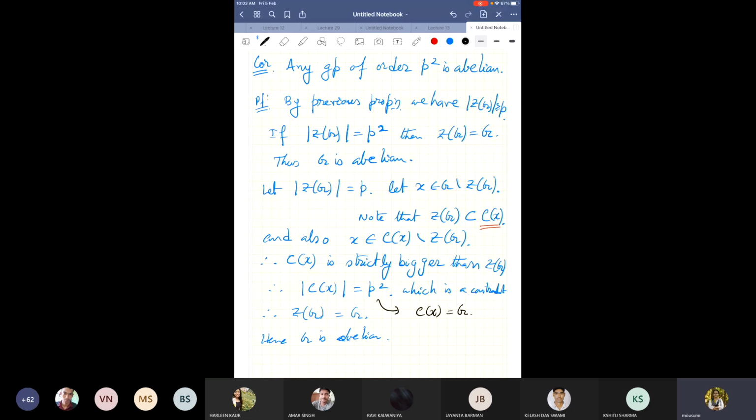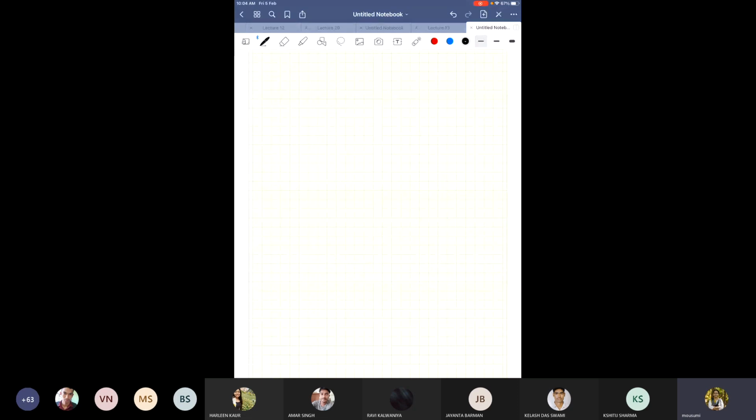What does this mean? That means X is commuting with all the elements of the group. That will say that X belongs to the center. But I have chosen my X to be outside the center. Okay, fine. So now, just another corollary.